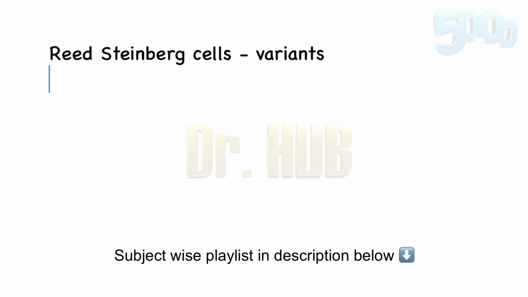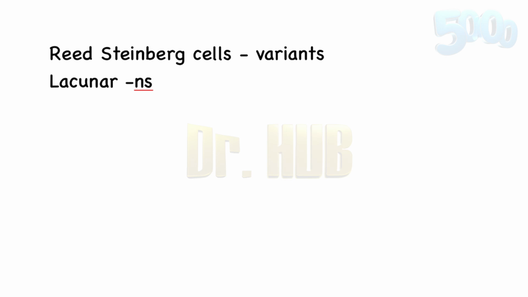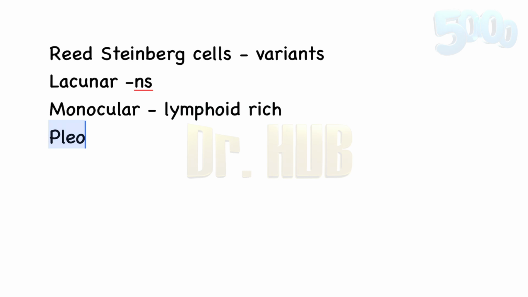Let's look at the Reed-Sternberg cells and focus on the variants. So here, in the corresponding subtypes of Hodgkin's lymphoma, there is a lacunar variant. Lacunar means there is a nodular sclerosis. Then comes the mononuclear variant. So this is associated with the mixed cellularity and the lymphoid rich. It is lymphoid rich. Next is the pleomorphic. The pleomorphic or the necrotic and the mummified.